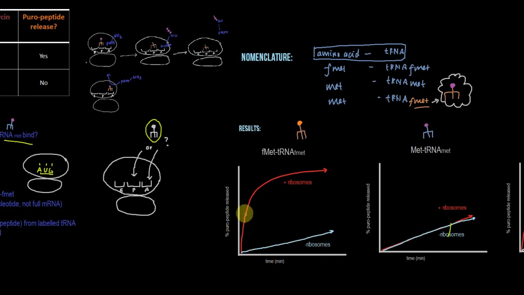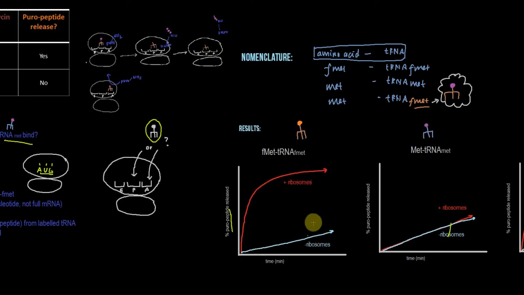So what does this mean? Well, it means that when we have a ribosome present, we're getting this reaction occurring. It means that puromycin must be able to bind to the ribosome, there must be some kind of peptidyltransferase happening, and there has to be some release of this puropeptide, since that's what we're measuring here. So this is telling us that we are getting a release of puropeptide when the ribosome is present and not when there's no ribosome.